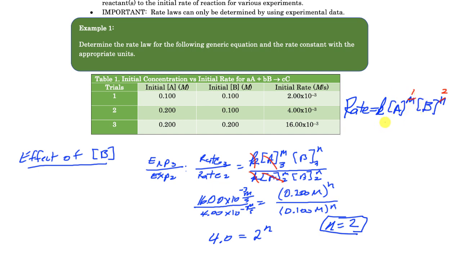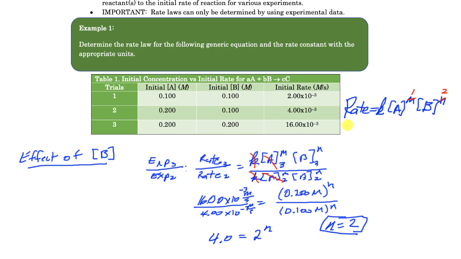And we say overall, for the whole experiment, for the whole reaction, I should say, it's going to be third order. So we say it's third order with respect to the chemical reaction. First order with respect to A, second order with respect to B. Okay, so there you go. That's how you use the method of initial rates to find the overall rate law for a particular chemical reaction.